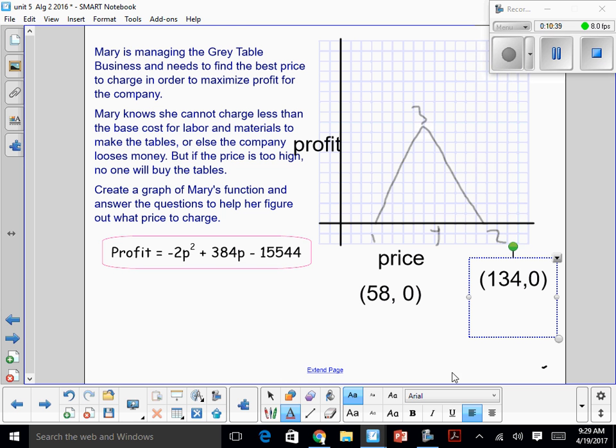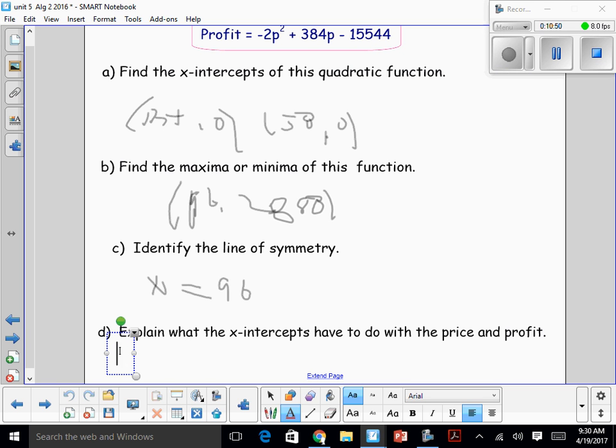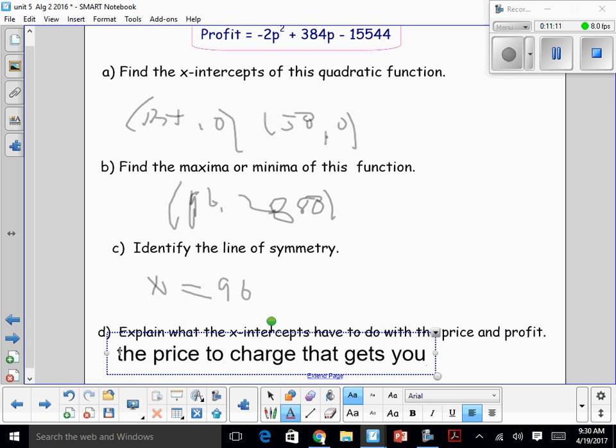If I get to the next page, write that in. Price to charge that gets you zero profit. I'm sure there's a better way to say it. You could write the zero, but that's how I'm saying it.